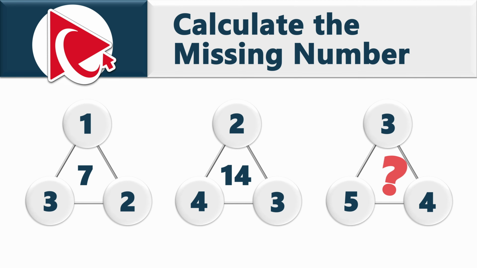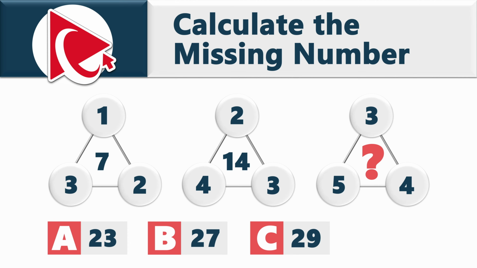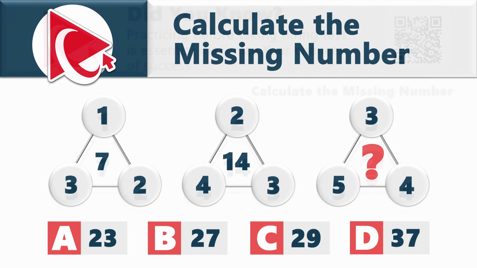And then a missing number in the middle, which you need to calculate and select out of 4 possible choices. Choice A, 23. Choice B, 27. Choice C, 29. And last but not least, choice D, 37.